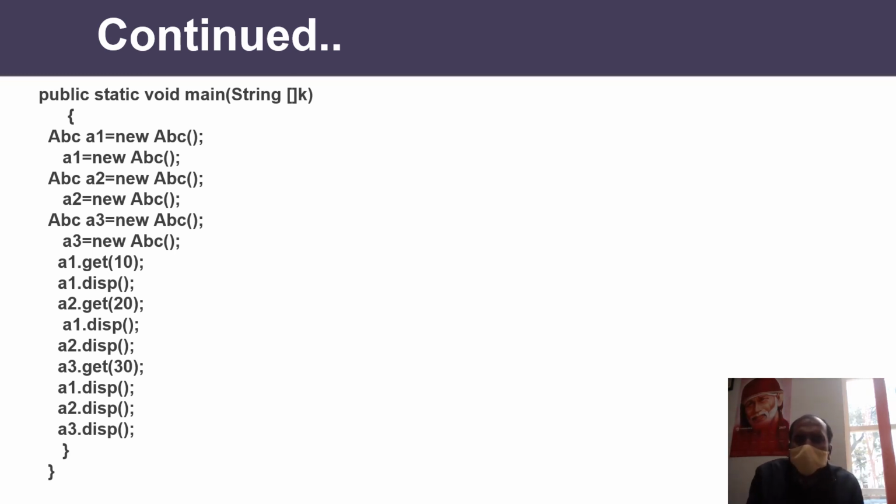When you call A1.get and pass 10, what happens? Because A1 has a separate memory for A, it will contain 10 for A, and the value of B will become 1. Now when you call A1.disp, the value of A will be displayed as 10 and the value of B as 1. Now when you write A2.get(20), A2 has a separate memory location for A, which now holds 20. But B was earlier 1, and now it is 2. And now the value 2 is for A1, A2 and A3.